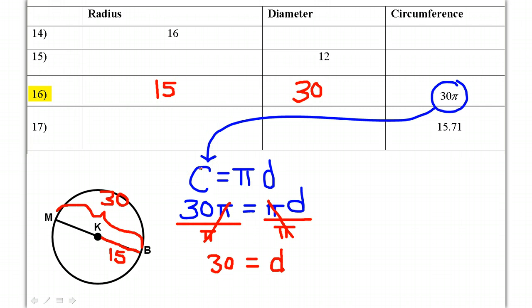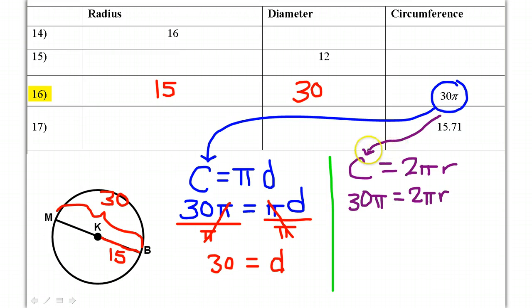And that's the answer. If I had used the circumference equals 2 pi r formula, it would have looked like this. Circumference equals 2 pi r. Again, substituting 30 pi for the circumference, I get 30 pi equals 2 pi r. Dividing both sides by 2 pi. So the 2's and the pi's cancel out on the right. On the left side, the pi's cancel out. That just leaves 30 divided by 2. And that means that the radius is 15, which is what we found.